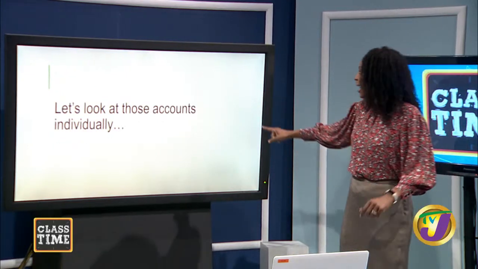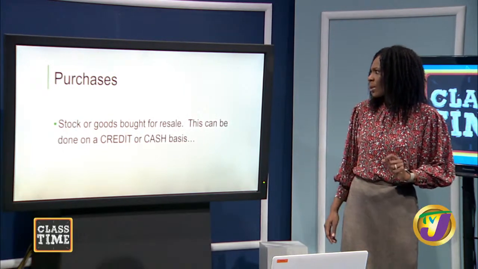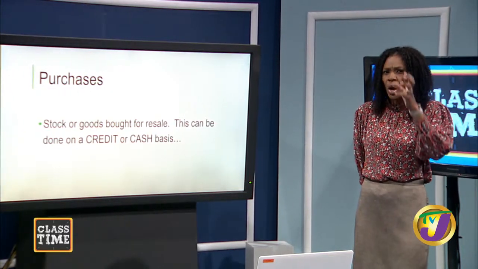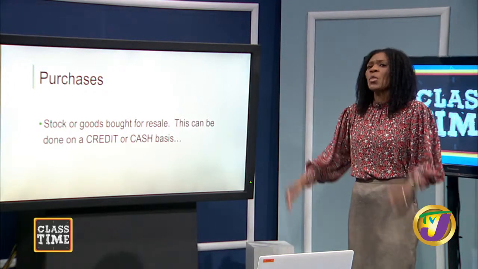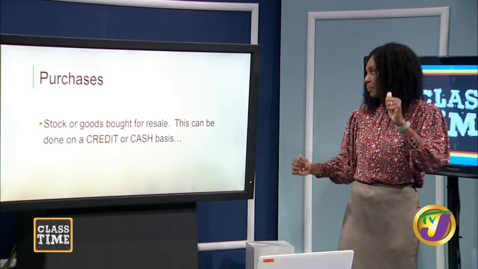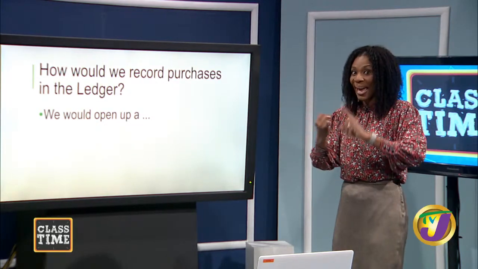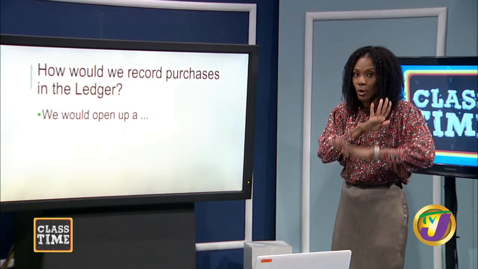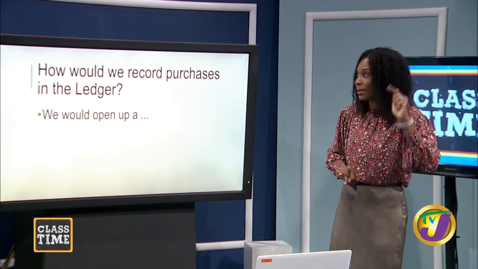Now, as I said before, let's look at these accounts individually. Purchases, students, refer to stock or goods bought for resale. Now, this can be done on a cash or a credit basis. Make sure you have your pens, your papers, your ledger sheet, your calculators. If you don't have that, go and get them quickly. It's class time.